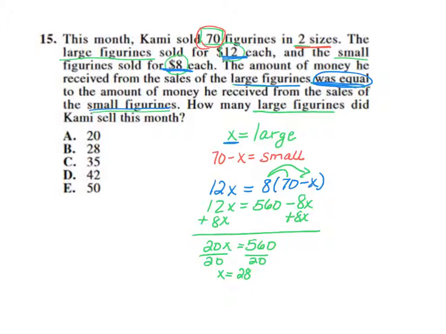Now the question that we are answering is how many large figurines did Cami sell? And X was the amount of large figurines. So your correct answer is 28, which is the letter B.